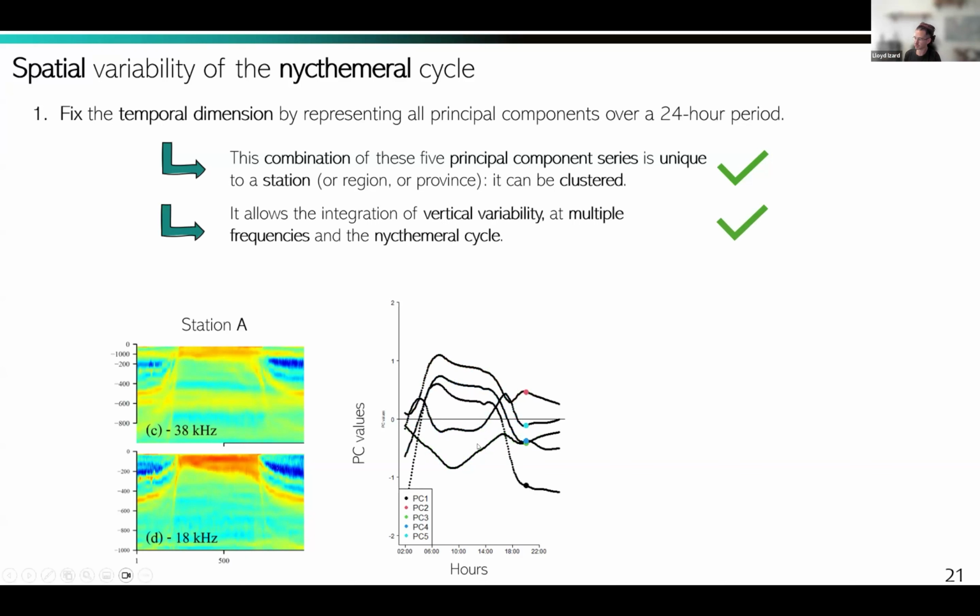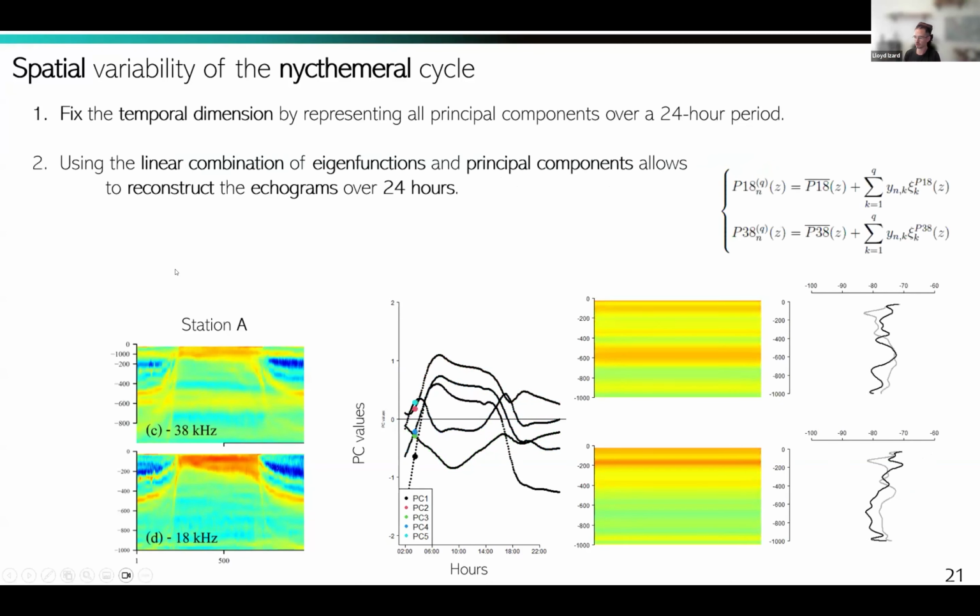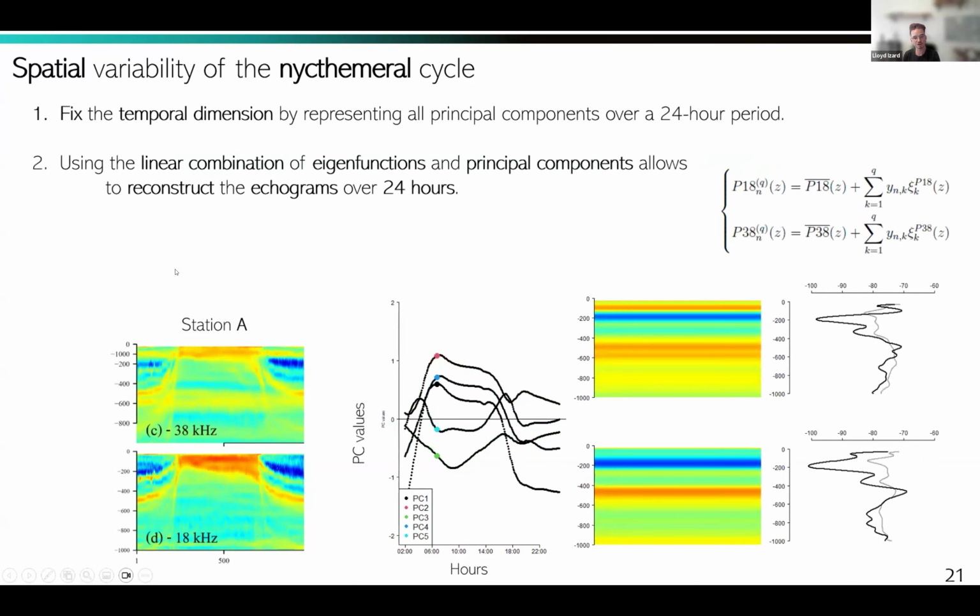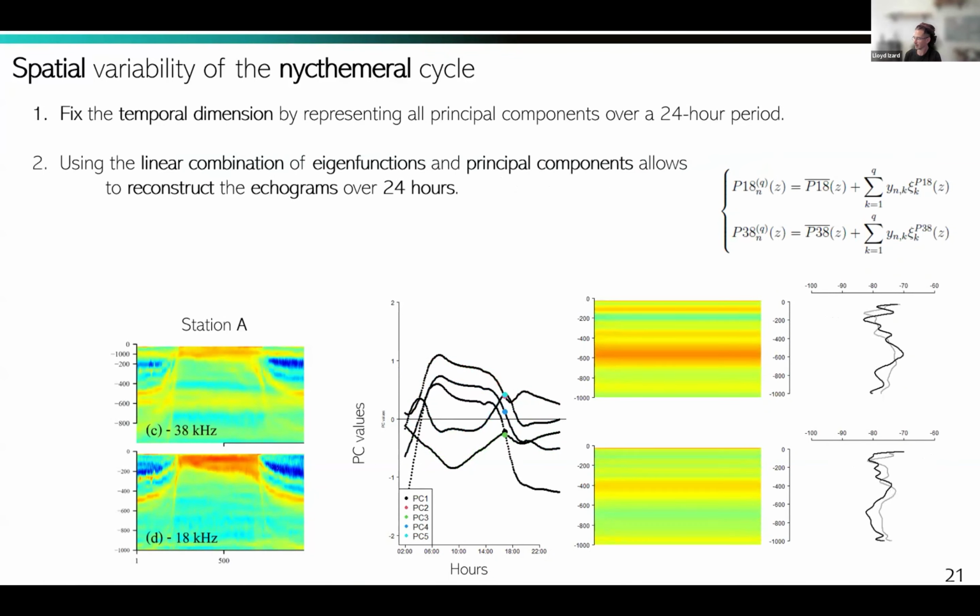And this representation allows us to integrate here as well the nocturnal cycle. And actually, if you use the linear combination of eigenfunctions and principal components, you can reconstruct echograms over a 24 hour period. And that's what you get on the right here.